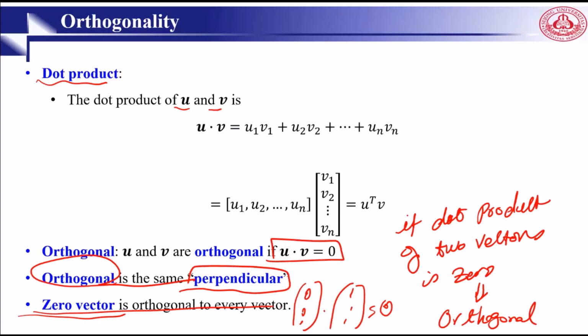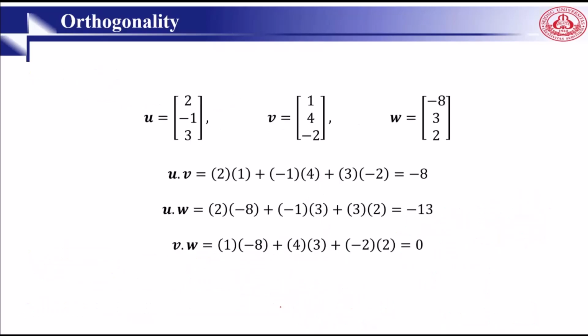That's why the zero vector is orthogonal to any other vector. These characteristics arise from the fact that the dot product of zero with any vector is equal to 0. These things, we need them later.